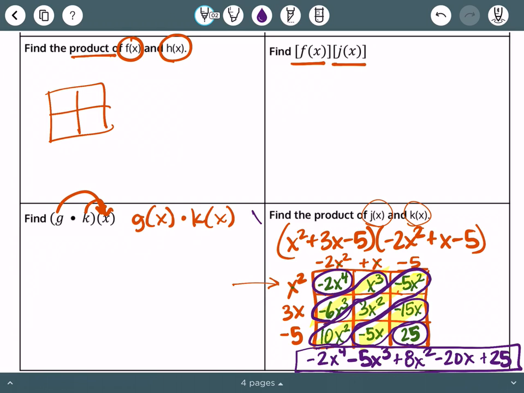Go ahead and fill in each of these boxes here, and then you can get your stamp from me. Thanks, guys.